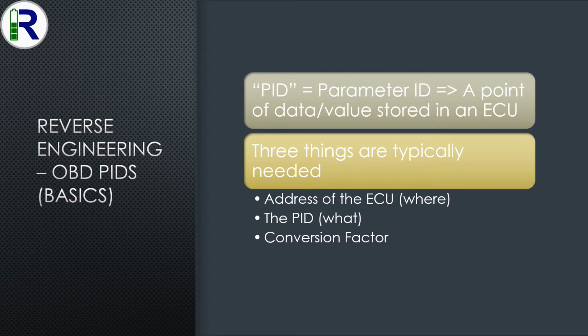if you're looking to run a software update, for instance. And you need to know three things to use an OBD PID. So you need to know the address of the ECU, so where in the car you're trying to pull this data from, the PID itself, so the ID of the data you're trying to pull, and also any conversion factor. So if you're storing data on a car, you're going to be storing it in kind of hexadecimal data. It's a good idea to apply conversion factors to reduce the amount of data you're storing.